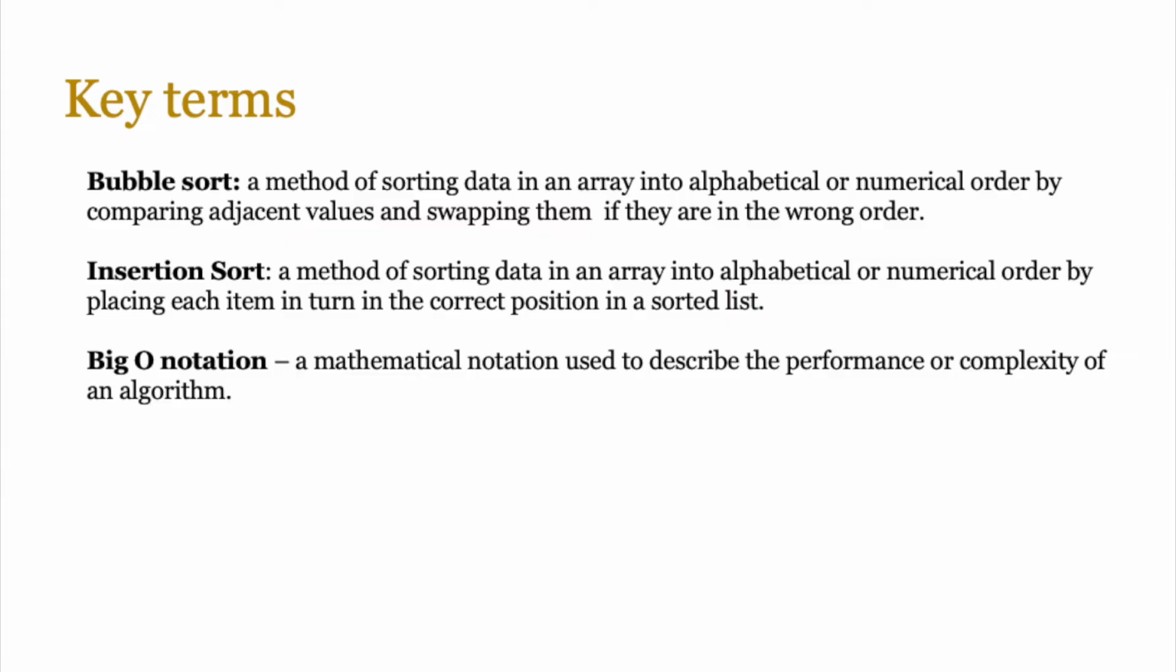Let's start with bubble sort and insertion sort. So bubble sort is a method of sorting data in an array into alphabetical or numerical order by comparing adjacent values and swapping them if they're in the wrong order. Insertion sort, on the other hand, is also a method of sorting data in an array into alphabetical or numerical order, but by placing each item in turn in the correct position in a sorted list. So you just simply move it around to the right place. And finally, you should remember big O notation from last session, a mathematical notation used to describe the performance or complexity of an algorithm. And we're going to be studying this in a bit more depth today.